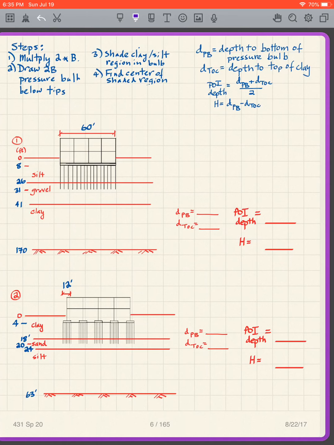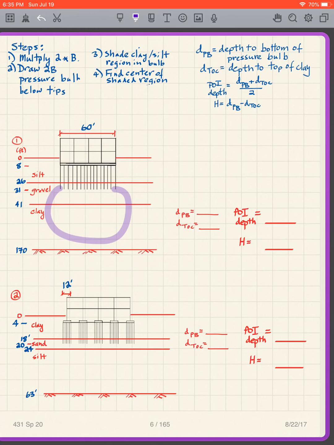The first thing that we did is multiply by 2B and get the distance 2B, and we draw a 2B pressure bulb below the tip. So this is for our end-bearing pile. So in other words, I draw something like that, and that is a distance of 2B. And that's the first two steps.